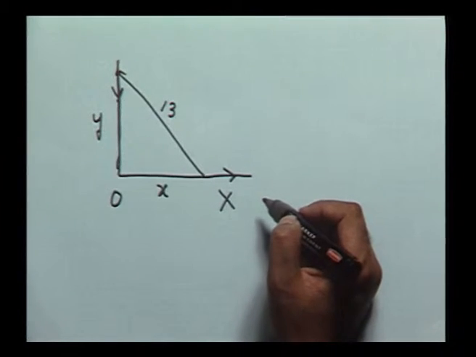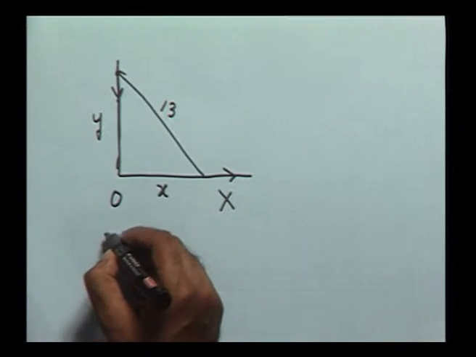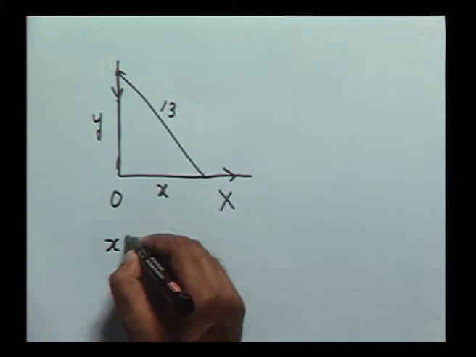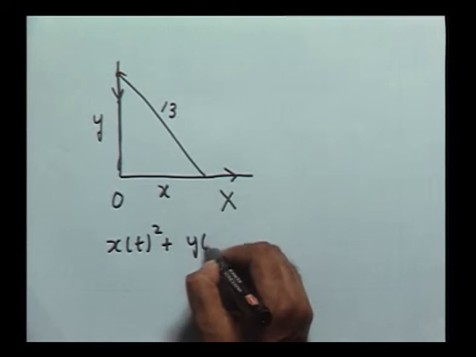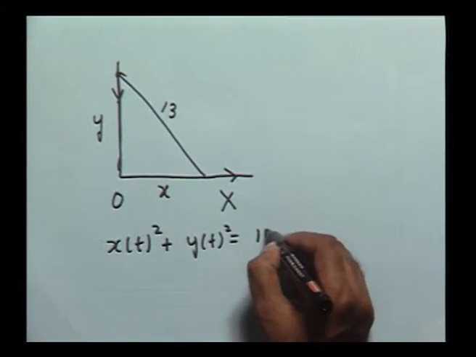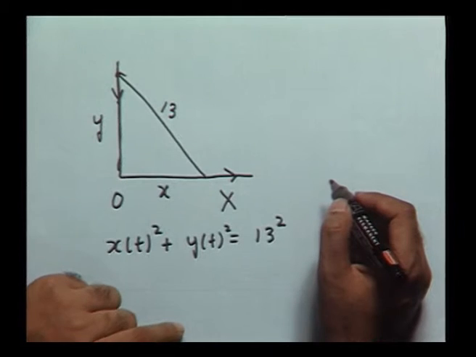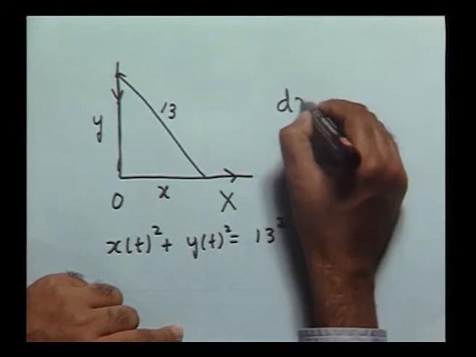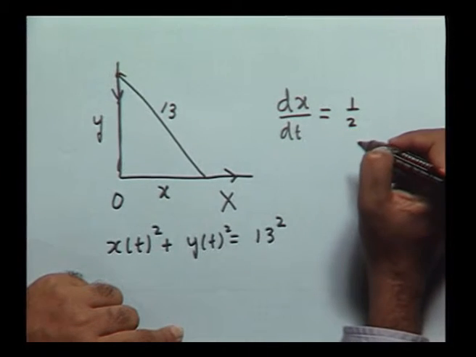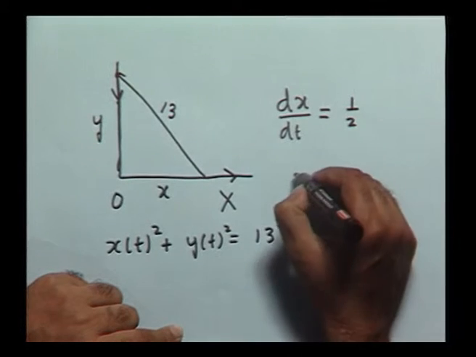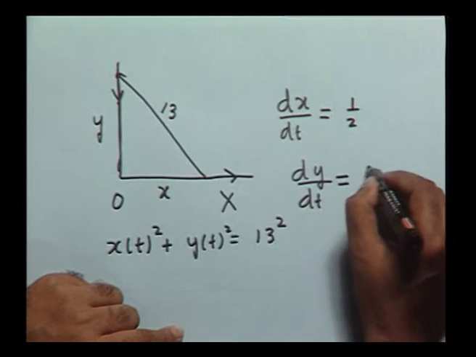We know that the base is being pulled away at the rate of half feet per second. So, of course, x is a function of time, so is y, and how are they linked? By Pythagoras' theorem, at any instant of time t, x(t) squared plus y(t) squared is equal to 13 squared. Also, I am told that dx by dt is equal to half. That is given to me. And I need to find dy by dt, the rate at which this is descending. That is what I need to find.